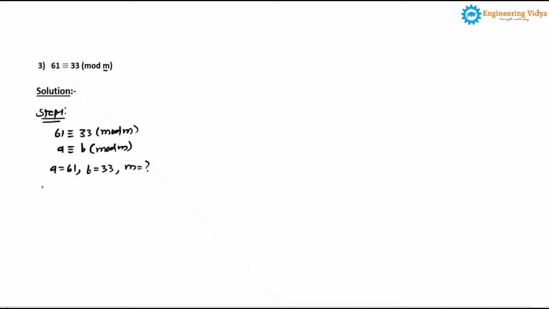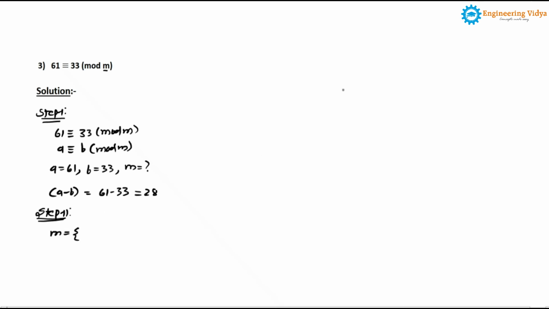So here we have completed step number 1, and again we need to find the value of a minus b also, right? So a minus b will be nothing but 61 minus 33. If we find 61 minus 33, we'll get 28, right? Now at step number 2, we're going to find the value of m.